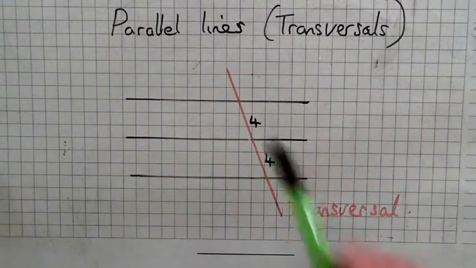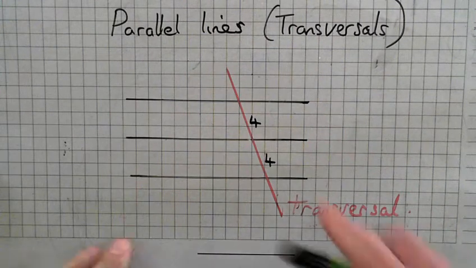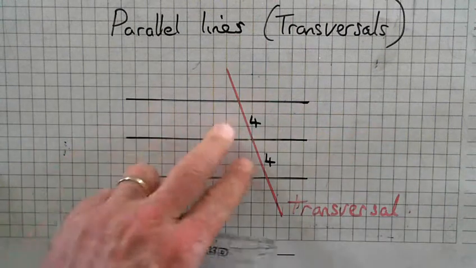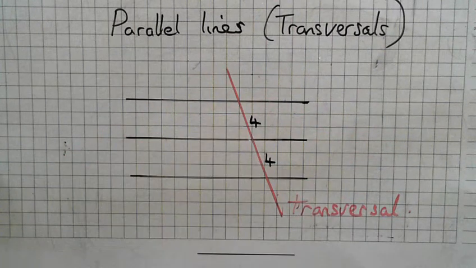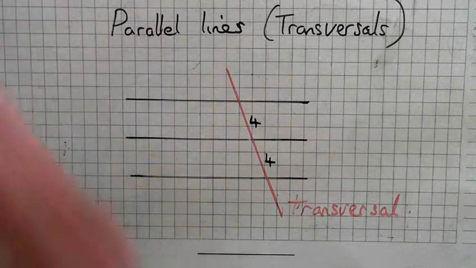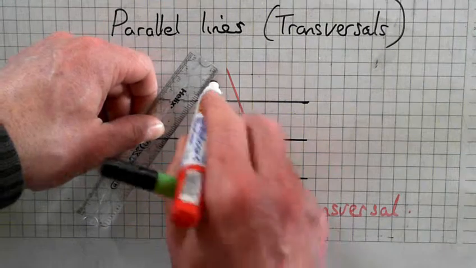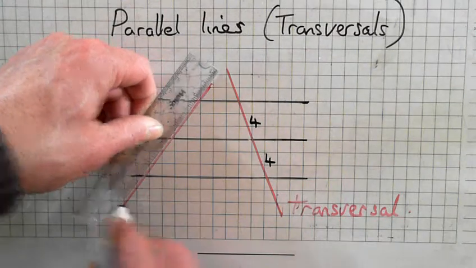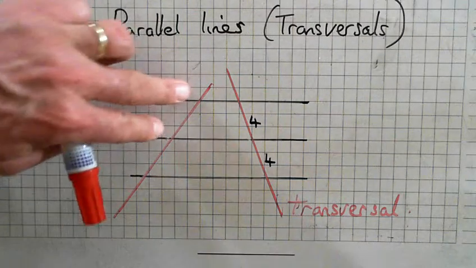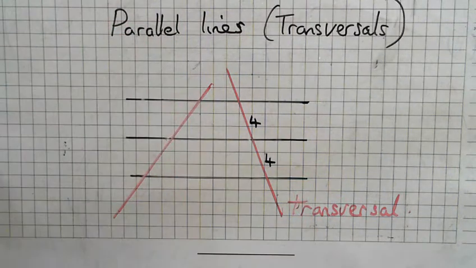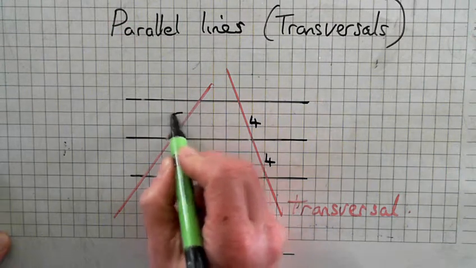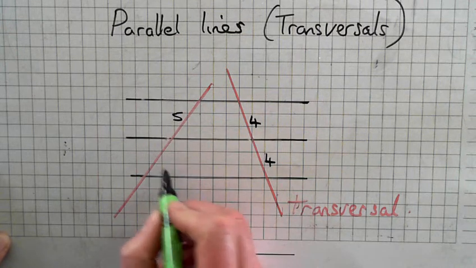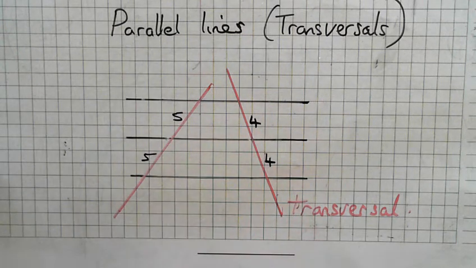Right. If the transversal here is cut into two equal parts by these parallel lines, and if I draw another transversal, this transversal will also be cut into two equal lengths here. So let's say the length of this one was 5, the length of this one will be 5. Alright, that's what theorem 11 states.